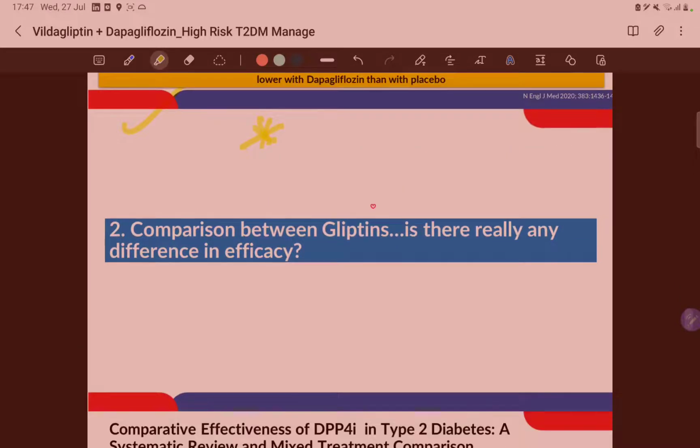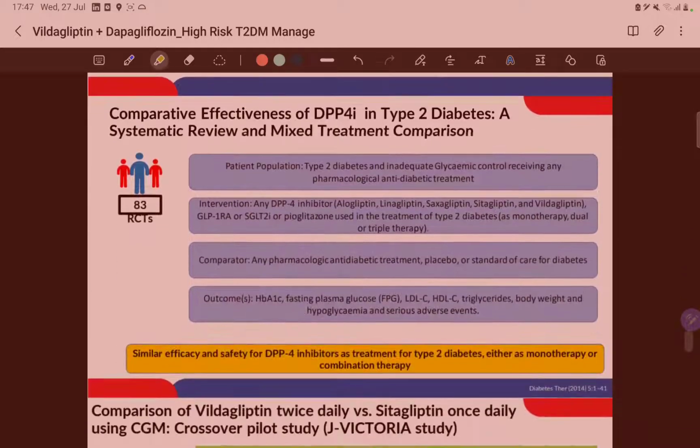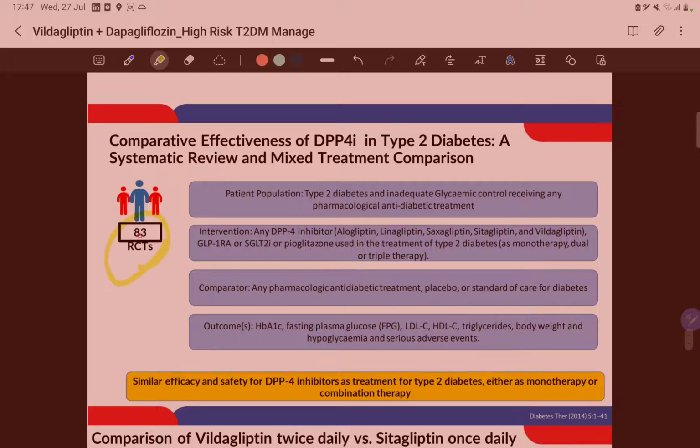So now we will be comparing the gliptins. We'll have a comparison of the efficacy of the gliptins. You can see a study over here: a systematic review of 83 randomized controlled trials was done in the PICO format. So let's see what's there in the PICO format.